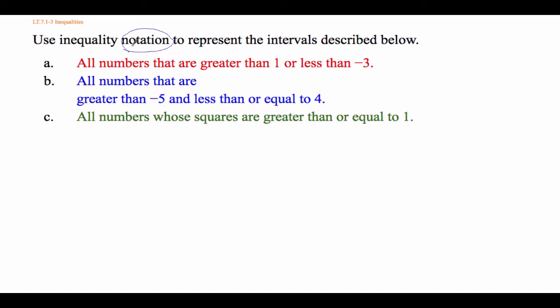In this question, we try to find the notation that goes along with the graph. So these are the same 3 questions I asked before, but what is the notation? For the first one, all numbers x that are greater than 1 or the numbers are less than -3. Now if you have an or situation, the word or is going to be part of the solution.